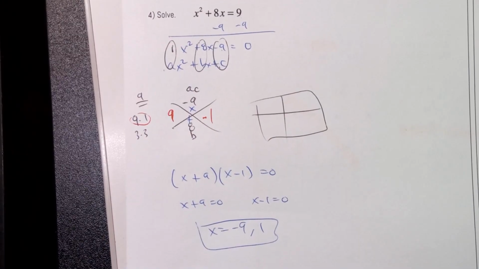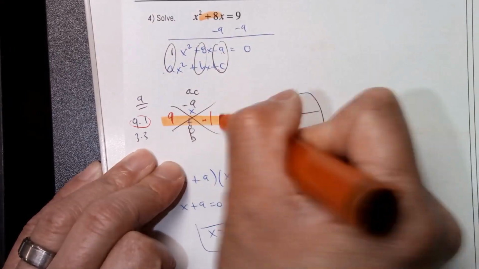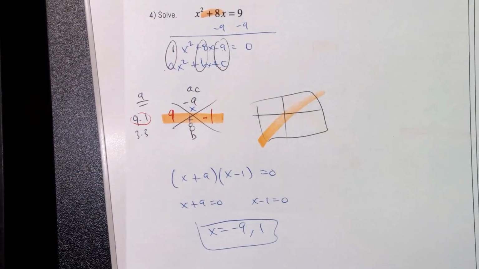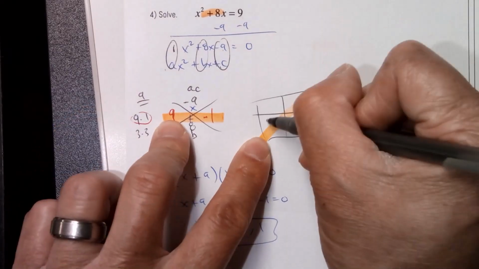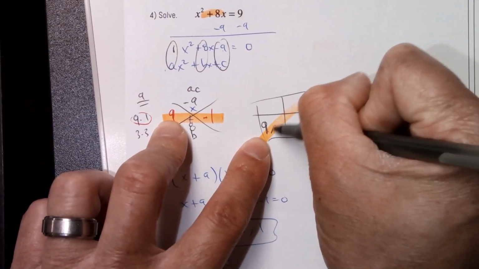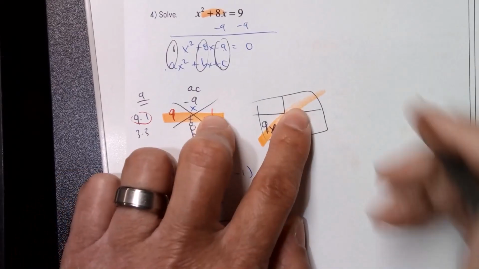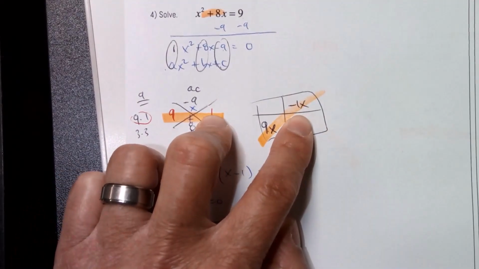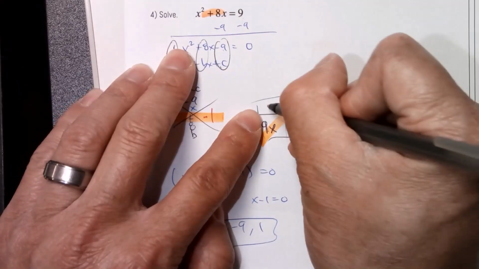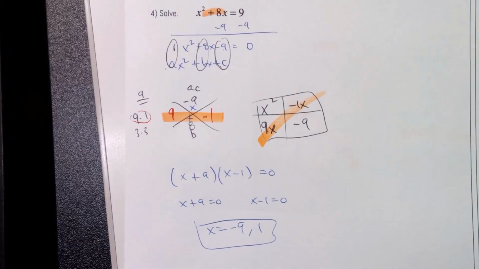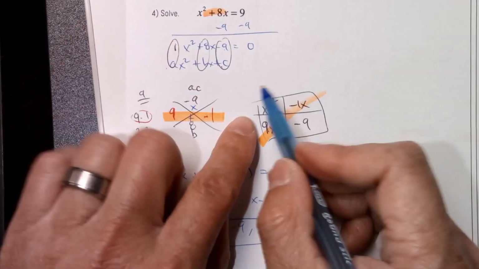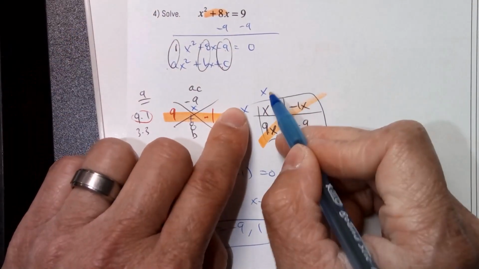Splitting our terms here. So this is 9x, negative 1x, x squared, and negative 9. So x times x times 9, x times negative 1.